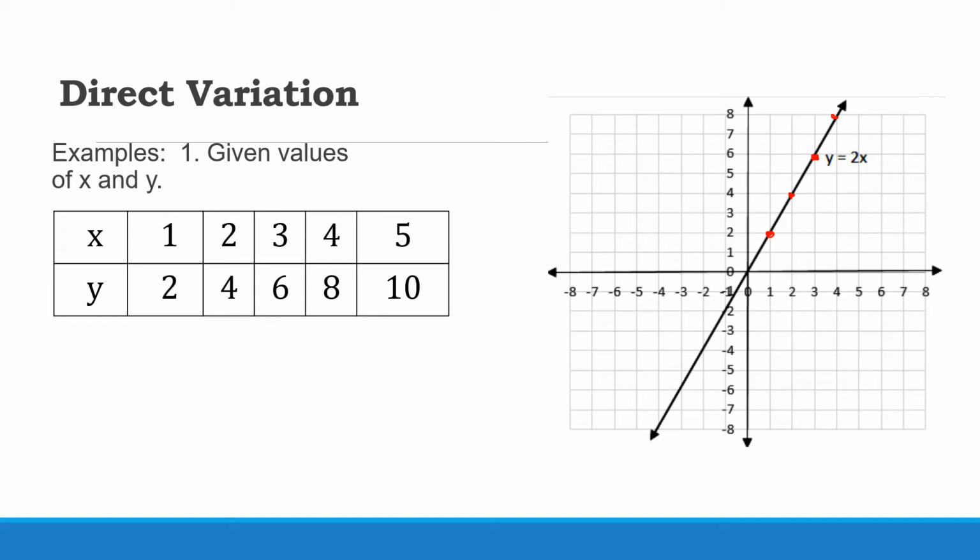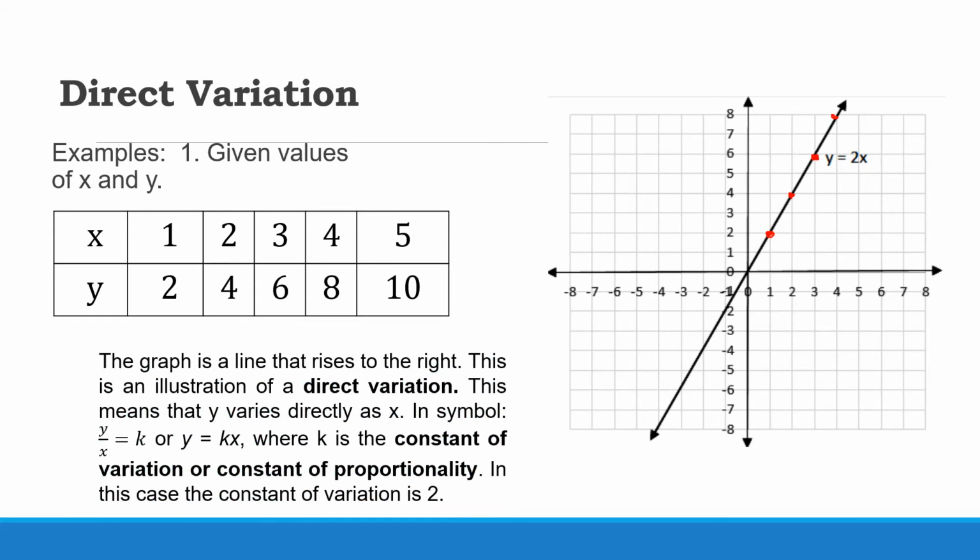So, hindi na natin in-extend yung graph natin, no? Okay, so as you can see, our graph is a line that rises to the right. So pataas yung graph natin. It rises to the right. So this is an illustration of a direct variation. So this means varies directly. Take note with the words varies directly.